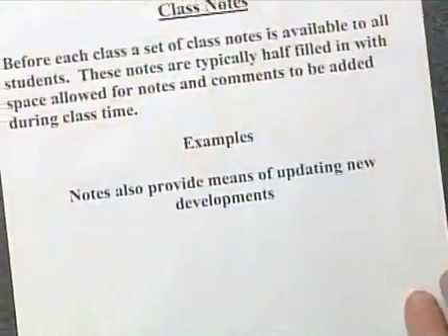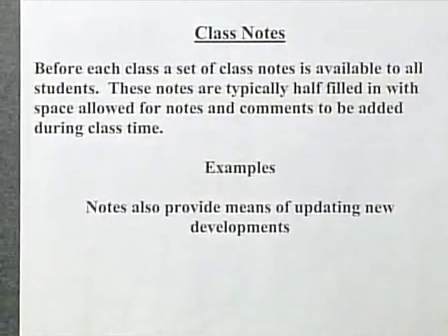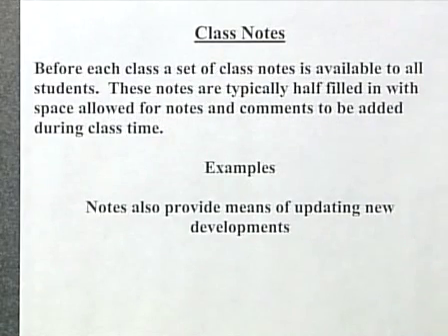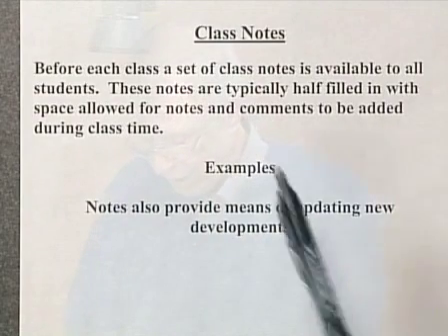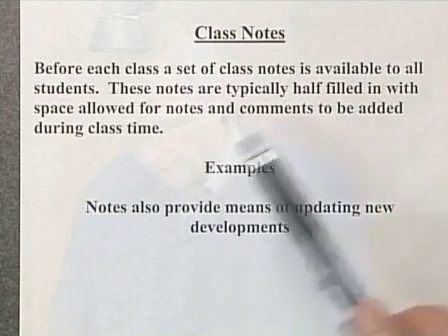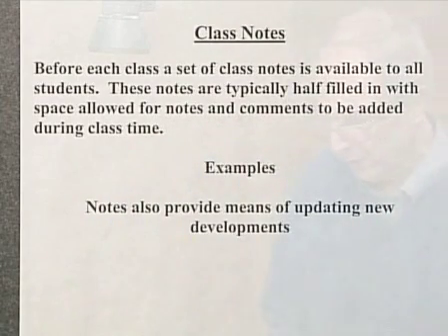The course is also arranged in the following way. Class notes. Before each class, I give out a set of class notes. I'm tempted to put these on the web, but they are on the web for the CVN students. And they're usually half filled in, and I'll show what I mean there. Space is allotted for notes and comments that I go over in class or that the student may want to answer. It also provides a means of updating things.